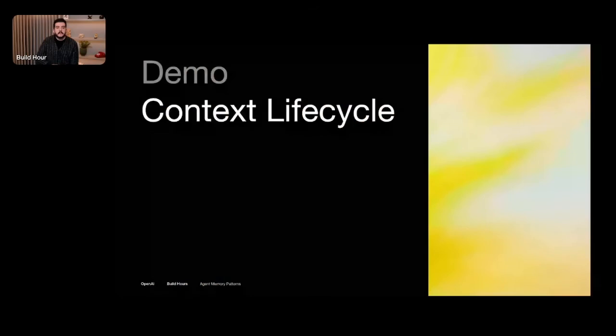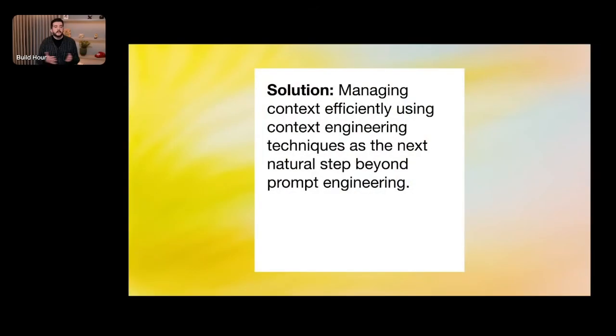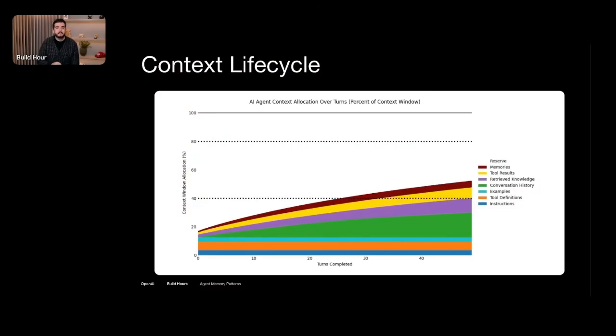Okay. Nice. So we talked about challenges, what's going on under the hood, and a specific example of context burst. Now let's talk about the solution, right? The solution is basically managing context efficiently using different techniques such as framing, compaction, state management, and memories, and it's the natural step beyond prompt engineering. Again, this is another visualization of different components in the context.